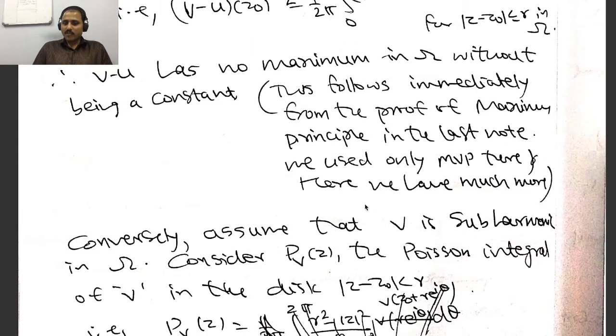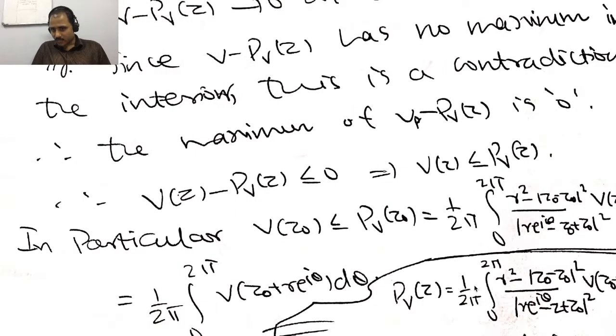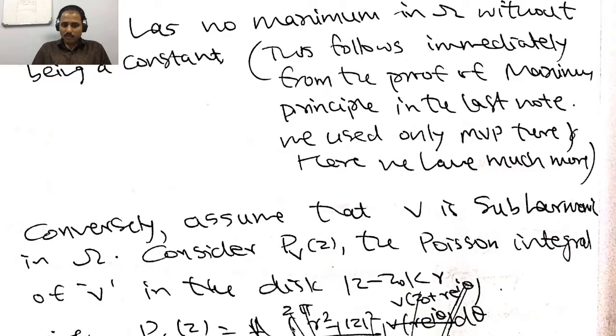Conversely, you assume that v is subharmonic in omega, and we consider the Poisson integral Pv(z). So this is the definition for Pv(z). In fact, I have given it in detail here. Pv(z) is equal to the Poisson integral with v as the boundary values. It is (r squared minus |z minus z0| squared) divided by the absolute value of r e raised to i theta minus z, squared. So now we have Pv(z) here.